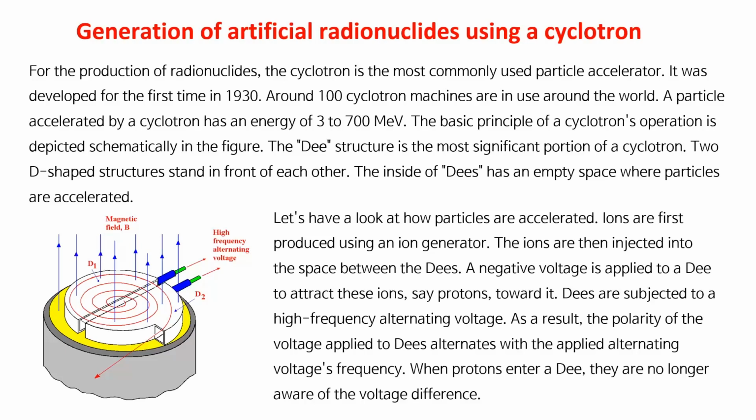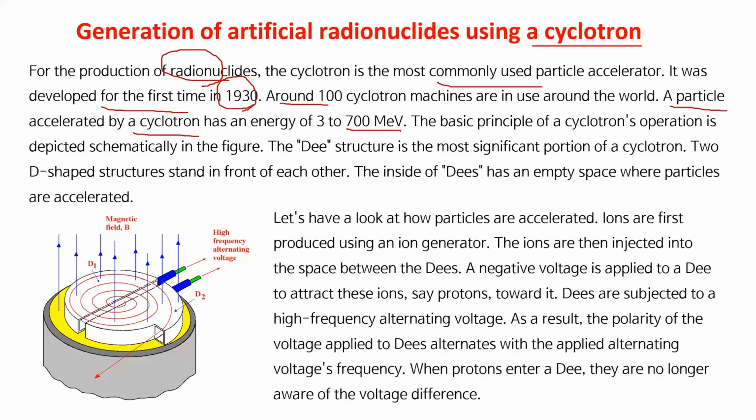Now let's see the generation of artificial radionuclides using a cyclotron. For the production of radionuclides, the cyclotron is the most commonly used particle accelerator. It was developed for the first time in 1930. Around 100 cyclotron machines are in use around the world. A particle accelerated by a cyclotron has an energy of 3 to 700 million electron volts.